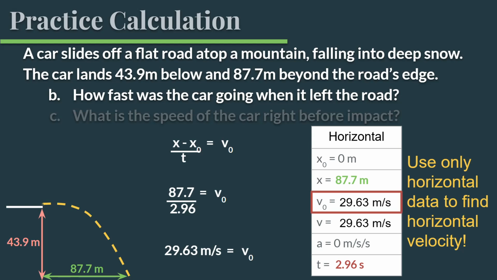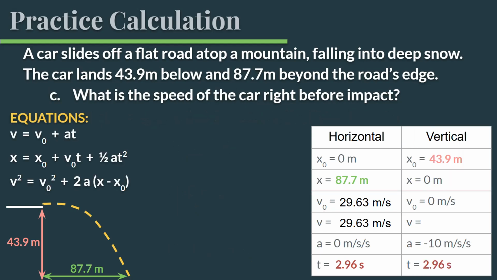And I'm also going to add it in for the final velocity. Because there's no acceleration, my final and initial velocities will be the same for my horizontal motion. And guys, that's true every single time. Whatever your initial is, your final is the same because it's horizontal motion and there's no acceleration horizontally. Okay, so on the horizontal side, you'll look for that. All right, so we have now answered how fast the car was going when it left the road.